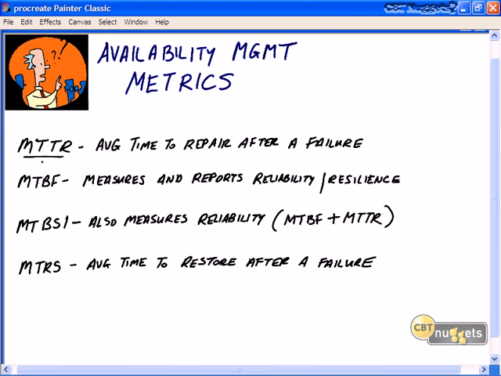configuration item. MTTR is closely related to this MTRS down here, the average time it takes to restore after a failure. That's called mean time to restore service. It's sometimes incorrectly used to mean the same thing, but it doesn't. As a matter of fact, the MTRS is the average time taken to restore a configuration item or a service after failure. It goes beyond just repairing. It talks about fully restoring and delivering the service or the component to its normal functionality.